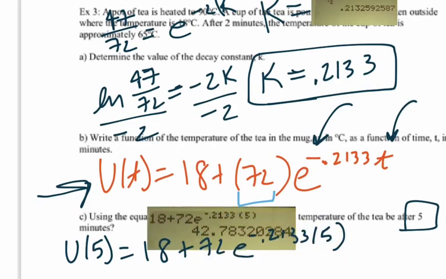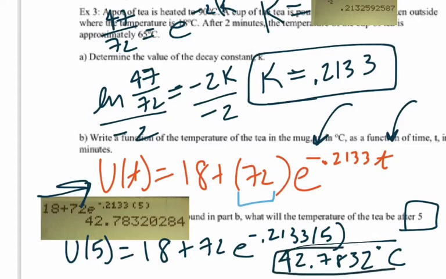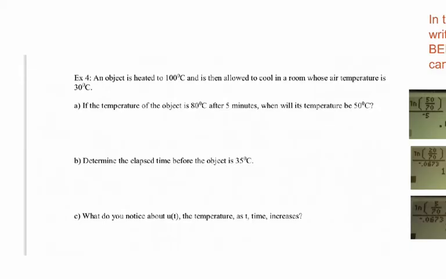18 plus 72, and I wound up with 42.7832, and that would be degrees Celsius. Okay, so there's my answer, 42.7832 degrees Celsius. All right, let's move on.